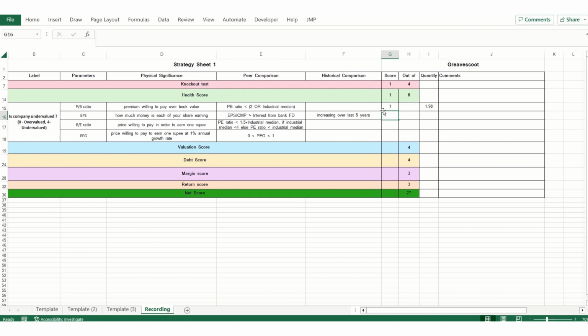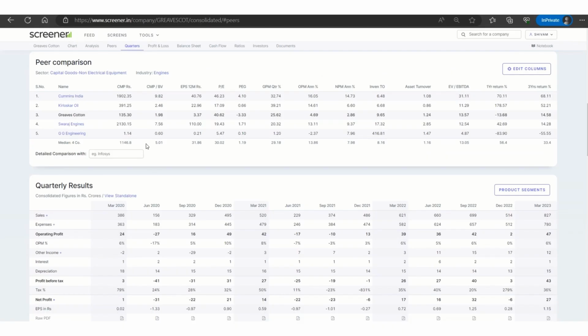The second is your EPS, your earning per share, and the criteria is that your earning per share divided by your current market price, CMP is current market price, should be greater than your bank FD, and your EPS should also be increasing over the last 5 years. So let's go and check it out. So your EPS is actually only 3, and if you divide 3 by 135, you are for sure not getting it greater than 6% of the bank FD rate. So it will be only around 2.5%.